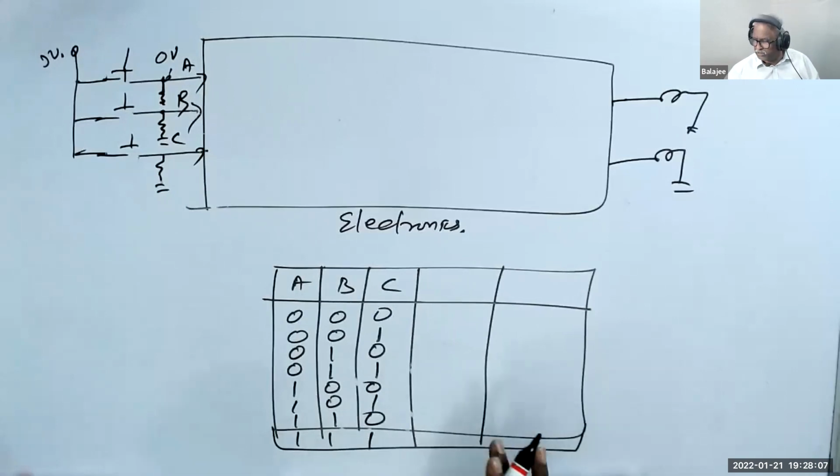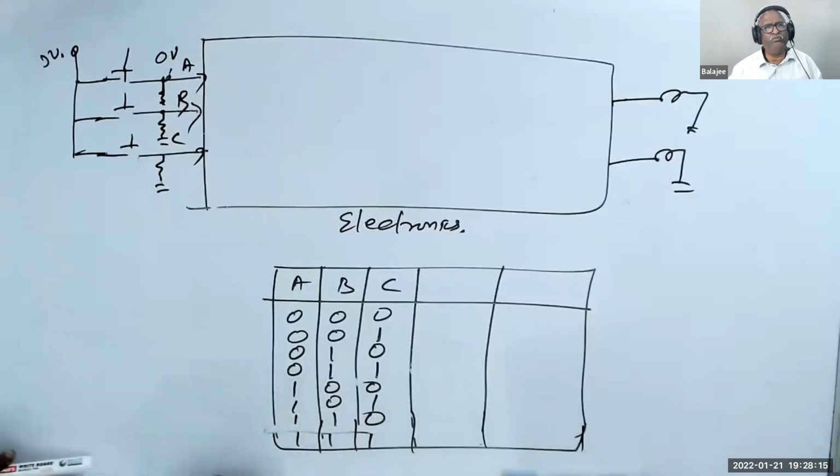There are 8 combinations. You have 8 combinations. Am I right? You have 8 combinations now, because you have 3 inputs. All the switches can be off or all the switches can be on, whatever it is, doesn't matter.